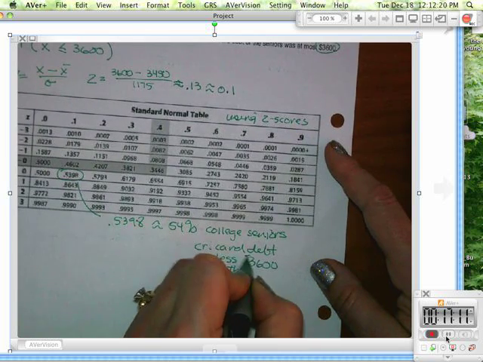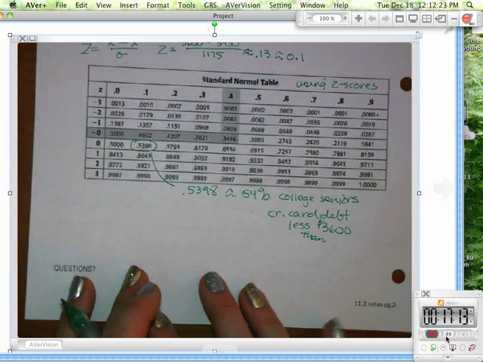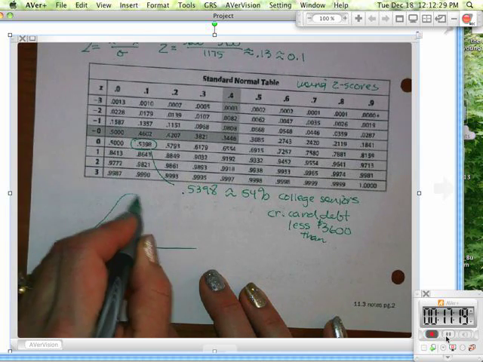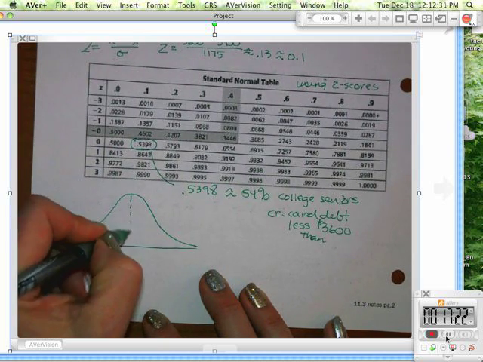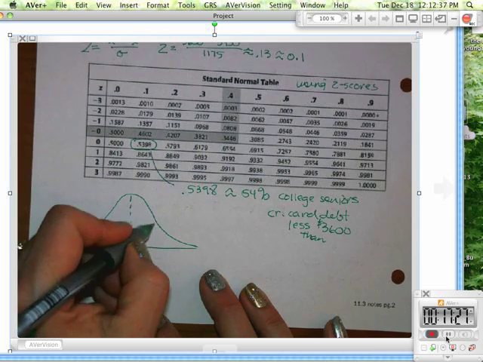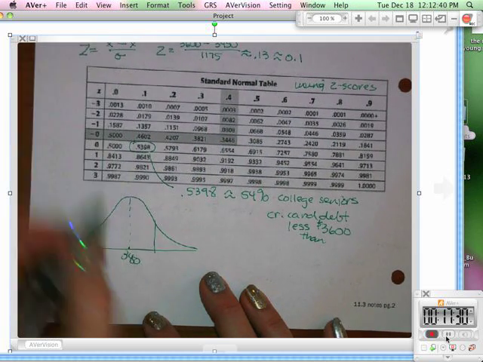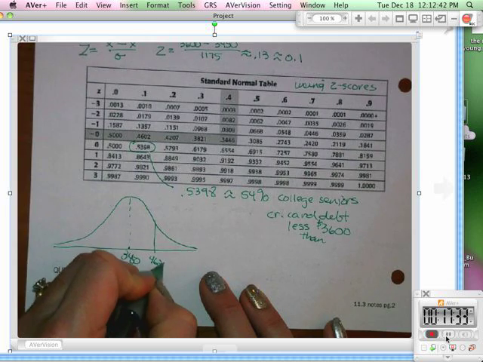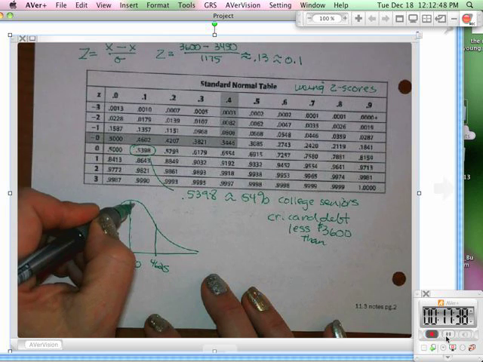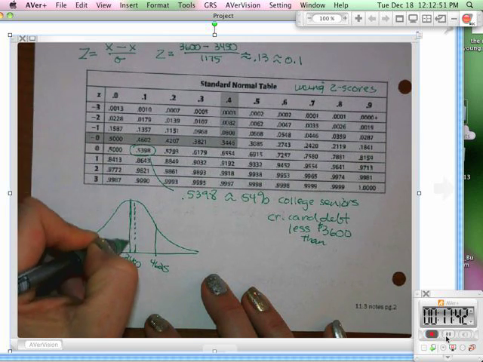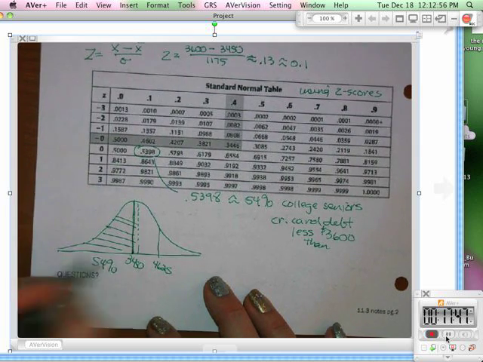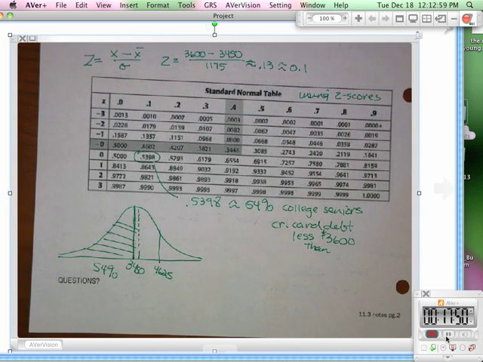If I would just draw a quick bell curve so you can see what I'm looking at here, I'm going to do that. I'm just going to draw a line, and sketch a curve. This distance right here, this amount is 3,450. And they said there was a standard deviation of 1,175, so this would be 4,625 here. And 3,600 falls, I don't know, about right here. And they're saying that all of this is about 54%. So that's what you're actually finding. Okay? Kind of cool stuff, actually.